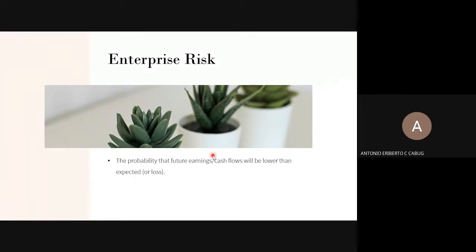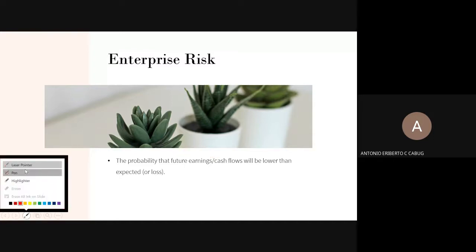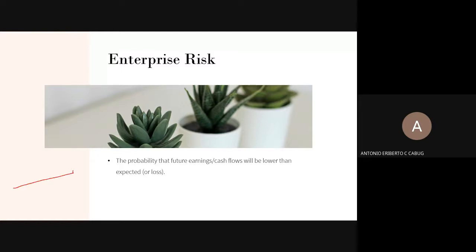Enterprise risk is the probability that the future earnings or the cash flows of the organization, the enterprise or the company, will be lower than expected, or it would result to a loss. I would like you to imagine it this way. Imagine this is your expectation about the movement of earnings from year one to year two. Okay? The probability that the future earnings or cash flows will be lower than expected, or worse, there will even be a loss, okay? It will not reach this point, it will be lower. That is what risk is all about.